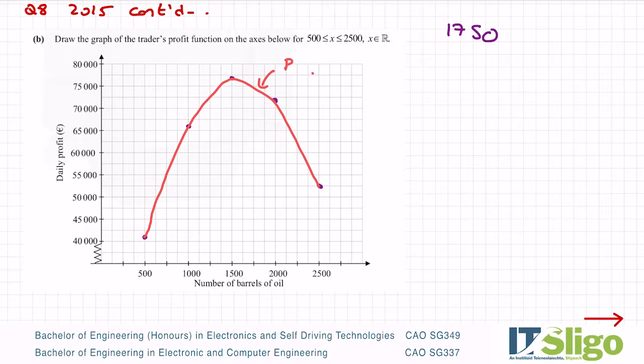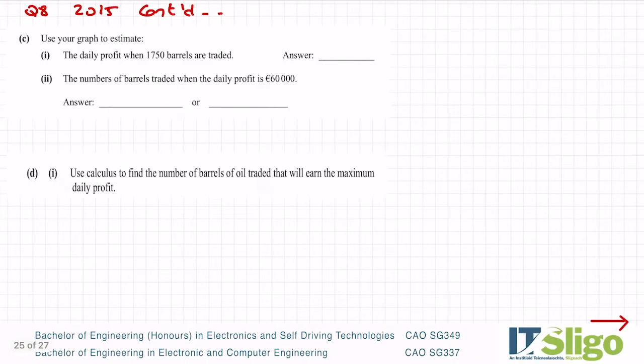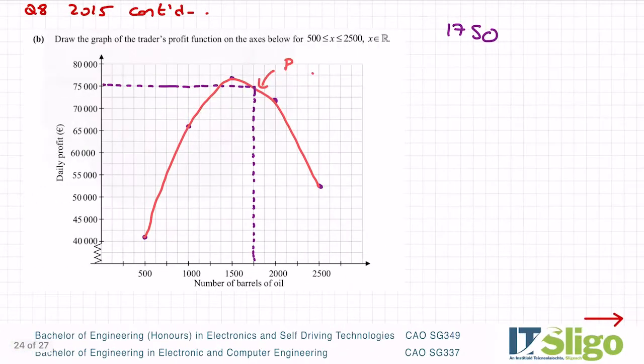So I'm going to find that on my x-axis. 1750 is halfway between 1500 and 2000. What you do is with your ruler, you dot up to your graph until you hit it. And then you go across and you find out what is the corresponding profit for that amount. So I am getting 75,000 for the profit when 1750 barrels are traded. I hope that makes sense. Go up to your graph and go across.